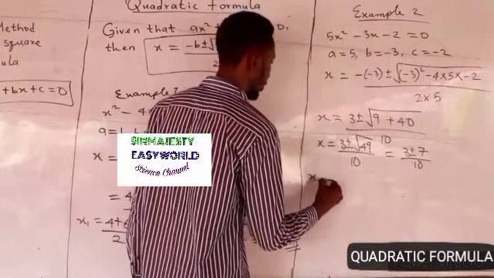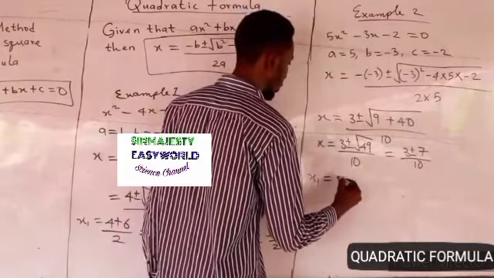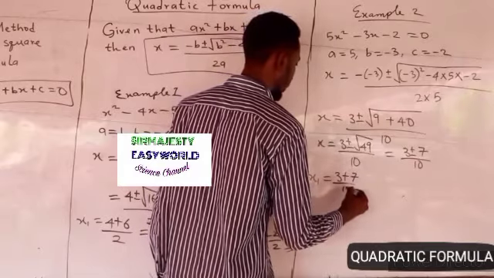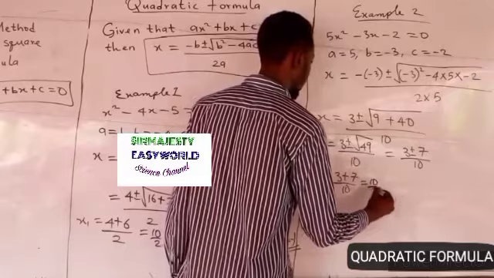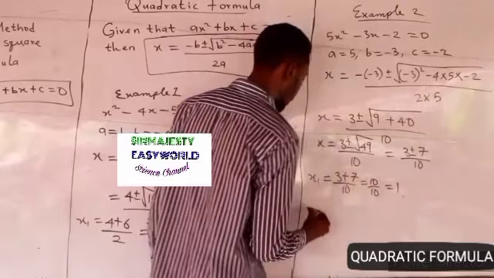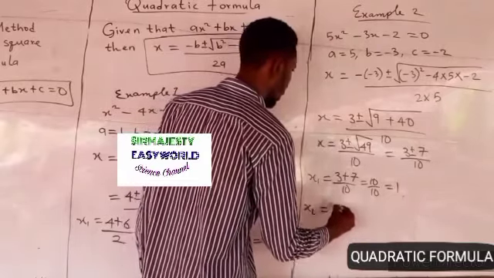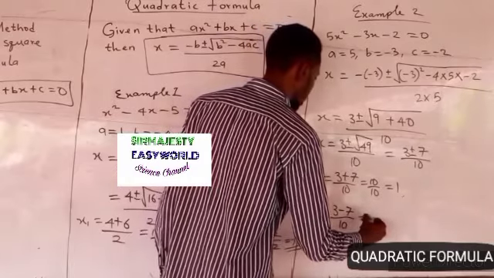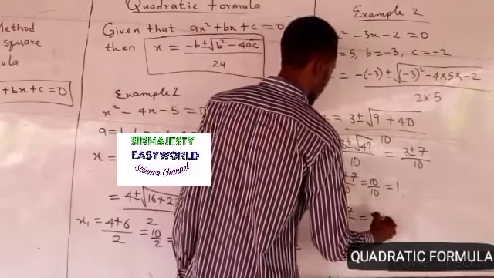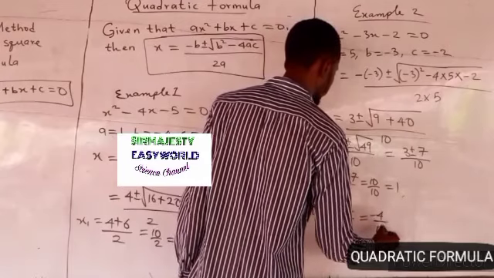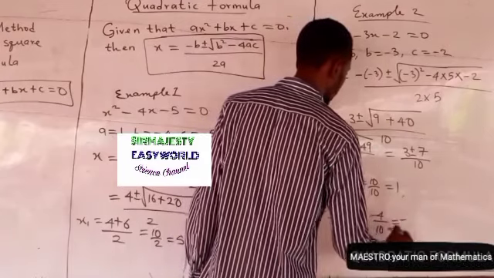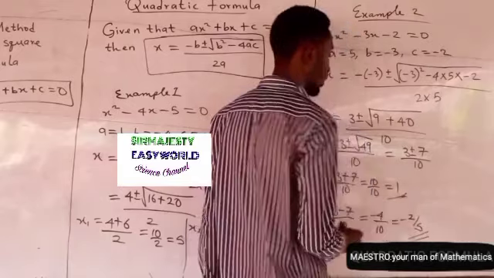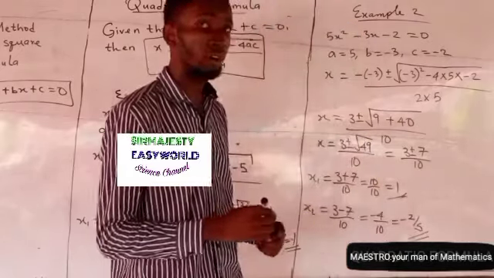For the first value of our x, we consider the positive part. So we get 3 plus 7 all over 10, which is equal to 10 over 10, which is equal to 1. And for our second value, we get 3 minus 7 all over 10, which is equal to minus 4 over 10, which is equal to minus 2 over 5. And these are the different values for x.